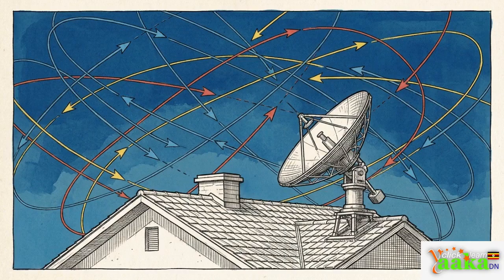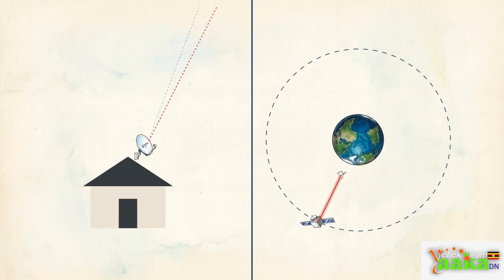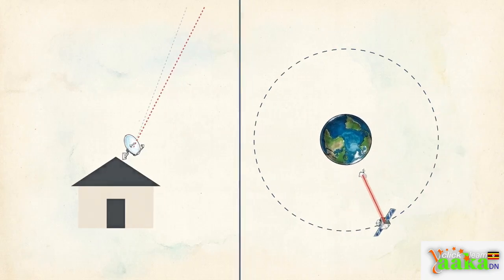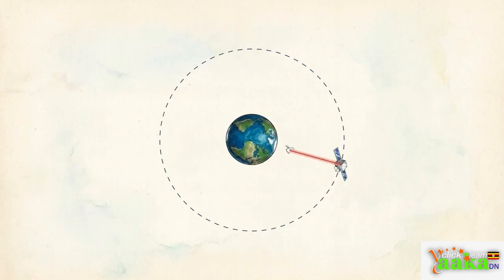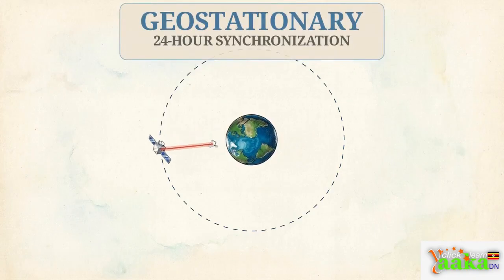If the satellite in space is constantly moving around the Earth, why does this dish stay permanently fixed in one single direction? This satellite is traveling at the exact same speed the Earth rotates, completing one full circle every 24 hours. Because the planet and satellite move in perfect harmony, the machine stays locked over one specific spot. This creates a geostationary orbit. It is why your dish never has to move. The satellite it is talking to is always exactly where the dish is pointing.